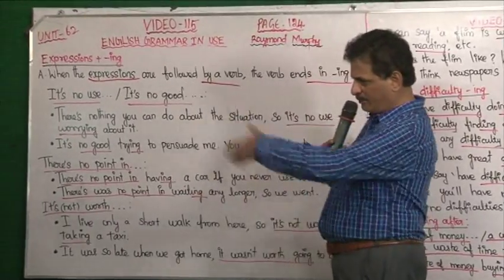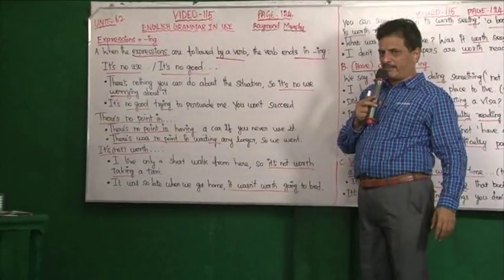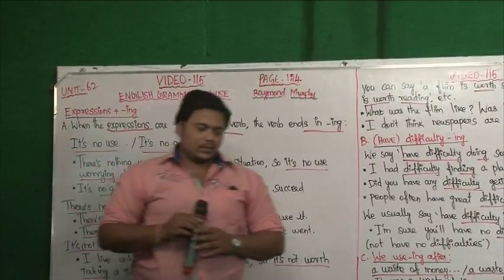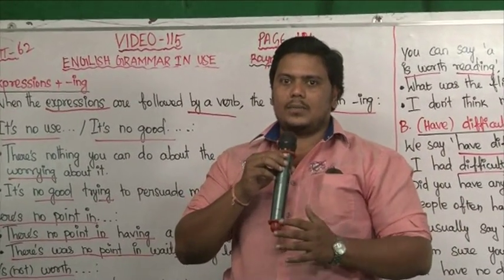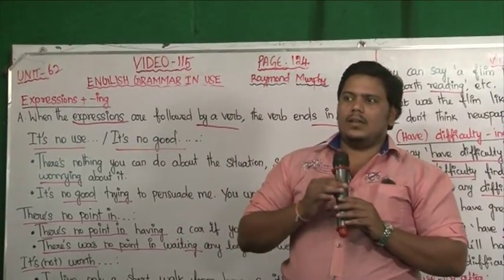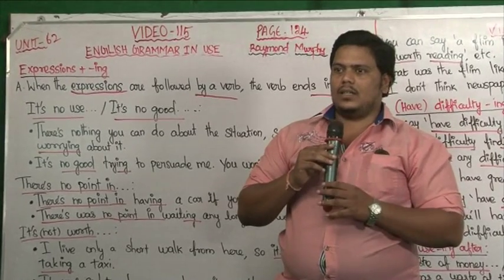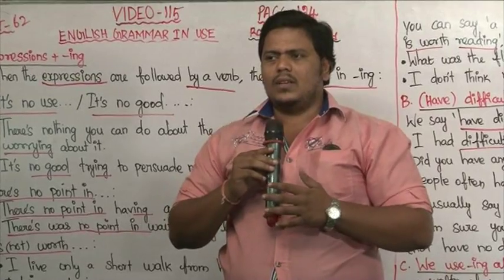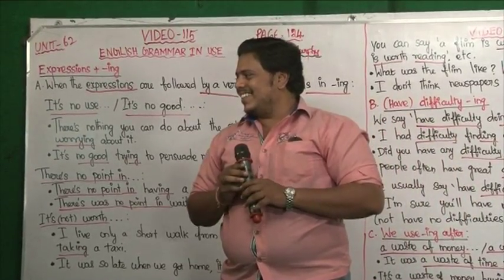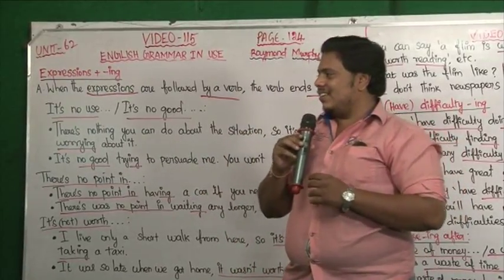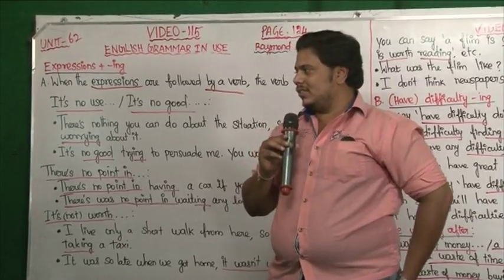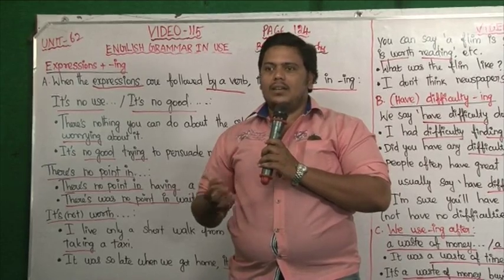Are you able to understand? Yes, please come here, gentlemen. Tell me what you are able to understand over there. Look at the camera and tell what you are able to understand. In short, don't look at the board. Using an expression plus verb, while closing the sentence we have to use -ing. For example, I have difficulty in buying a car. I have difficulty in driving the car. It is a waste of time. It is a waste of money buying a car.